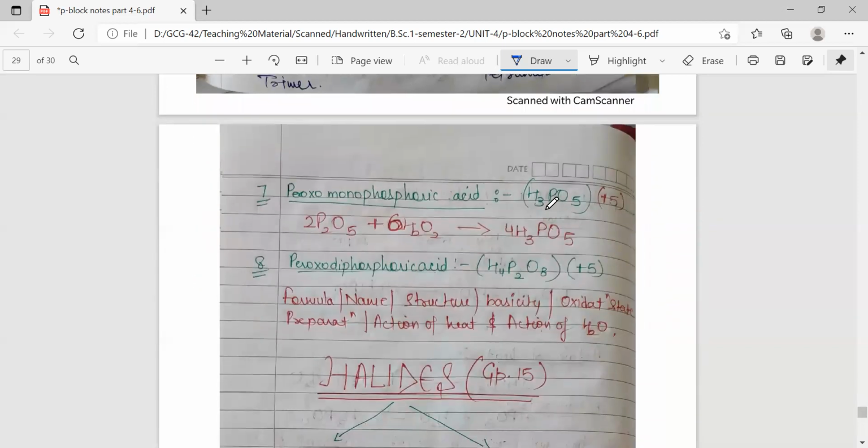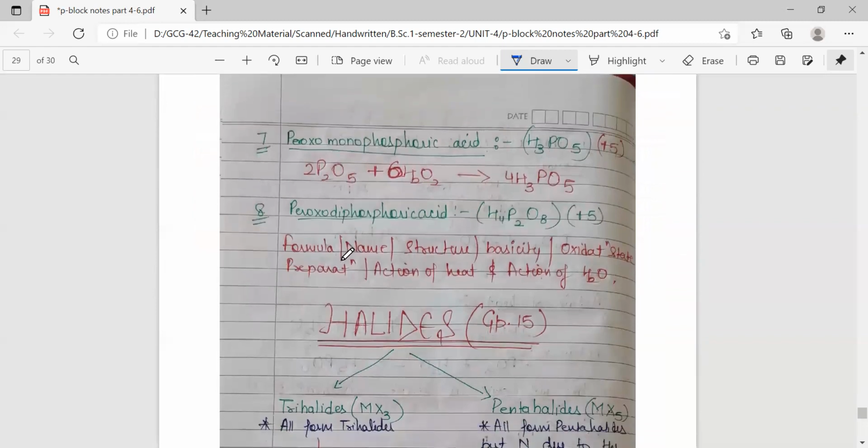Next, we have peroxomonophosphoric acid. It is prepared by the oxidation of P2O5, by treatment of P2O5 with H2O2. Here P2O5 will give the formation of peroxomonophosphoric acid. There is the introduction of a peroxide linkage due to the reaction with H2O2. So peroxodiphosphoric acid is also there, which is prepared in the same way.